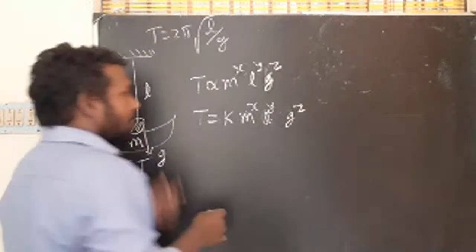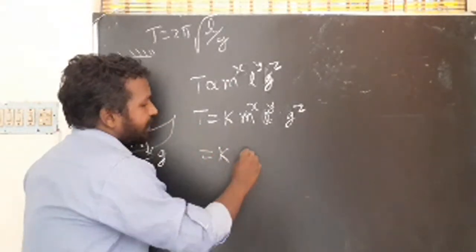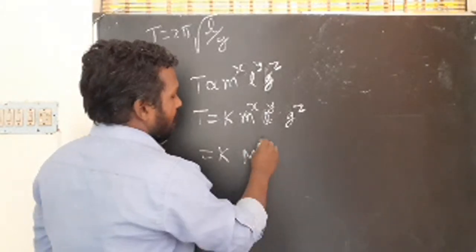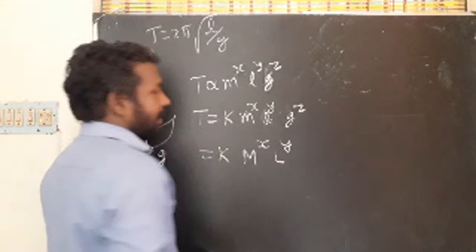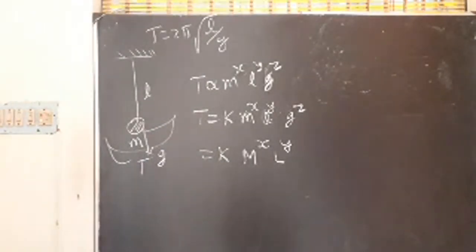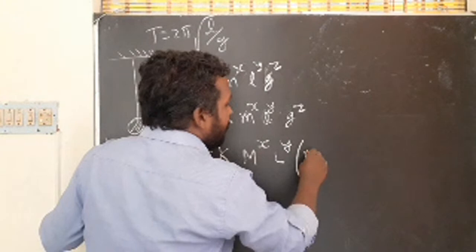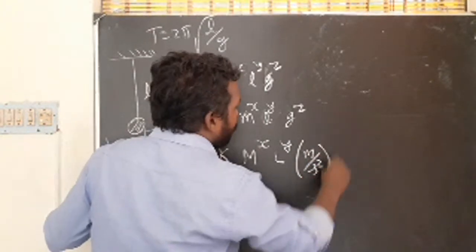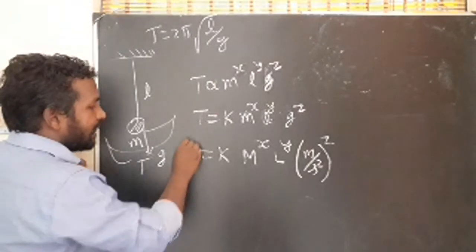Okay, so now I am going to write with the dimensional formula. M is for mass, so mass we can write capital M, X. Length is for L, capital L, Y. What about the acceleration due to gravity? Acceleration due to gravity we can take as meter by second square, which already we know. It's going to be the power of Z. What about this side? Only time is there, time power 1.